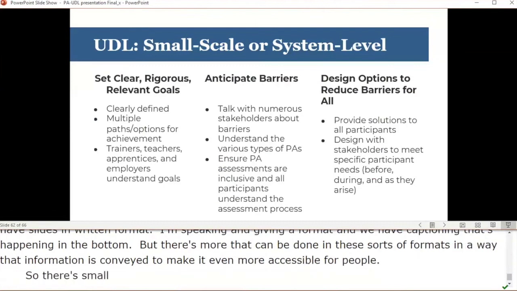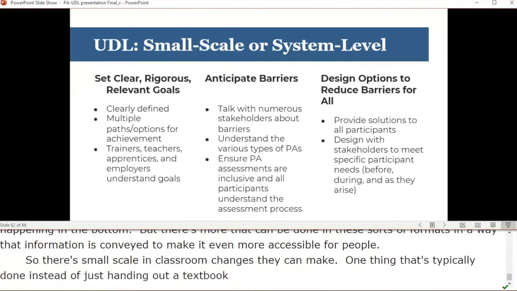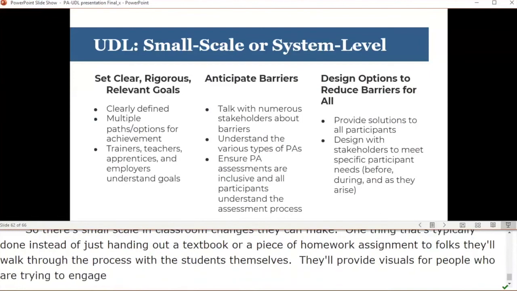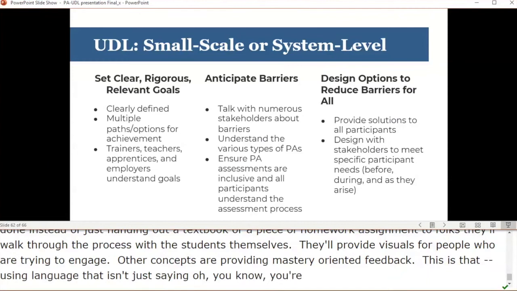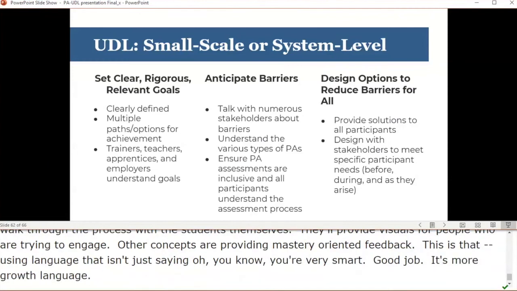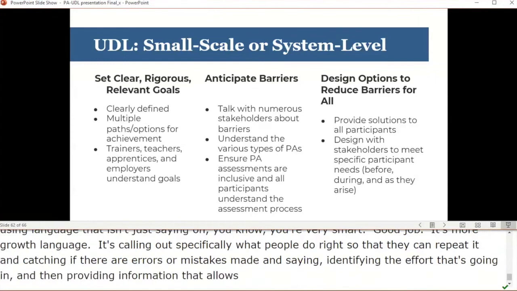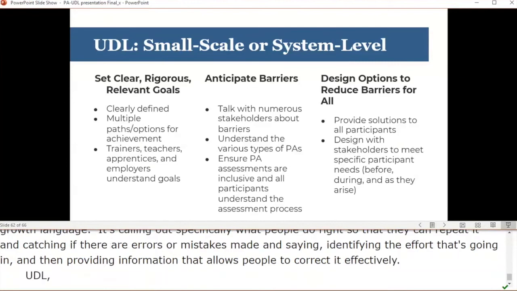One of the simplest ones that teachers typically do is, instead of handing a textbook or a homework assignment to folks, they'll actually walk through the process with the students themselves. They'll model it. They'll provide visuals for people who are trying to engage. Other concepts include providing mastery-oriented feedback. This is using language that isn't just saying, oh, you're very smart, or good job. It's more growth language. It's calling out specifically what people do right so that they can repeat it, and catching if there are errors or mistakes made, identifying the effort that's going in, and then providing information that allows people to correct it effectively. UDL, the framework, terms that mastery-oriented feedback.